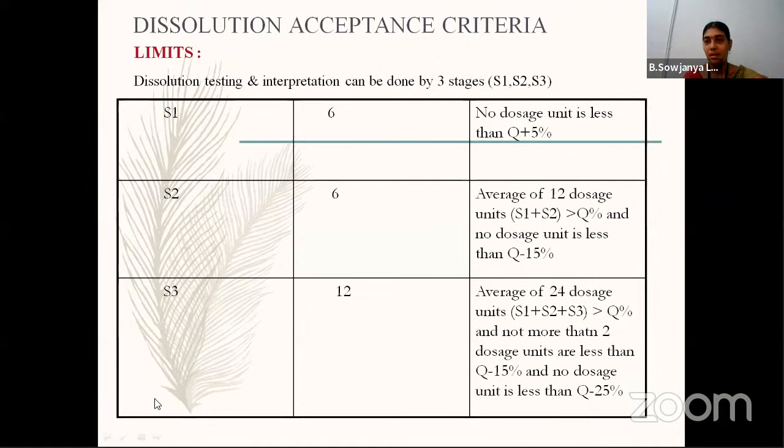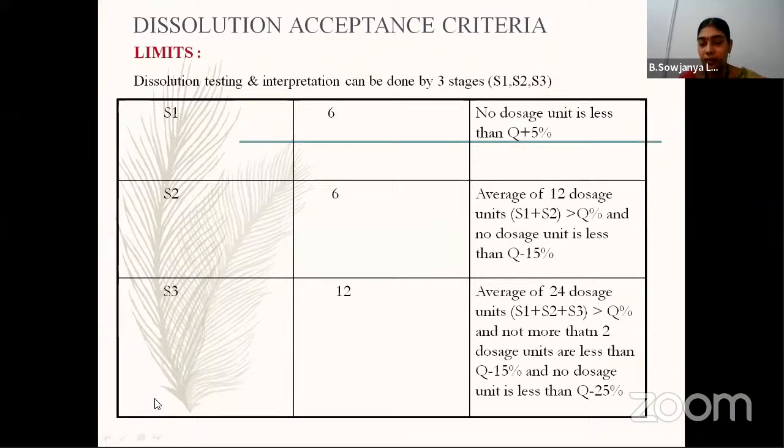Whether it is a tablet or capsule, first we have to take 6 dosage units. Among the 6, no dosage unit is less than Q plus 5% variation. It is 85% of the drug that is dissolved. If it is not within the limits, go for the next stage.